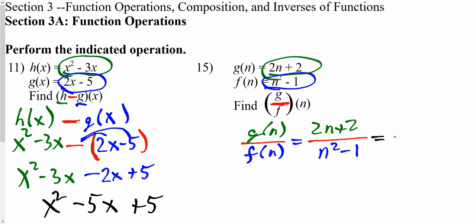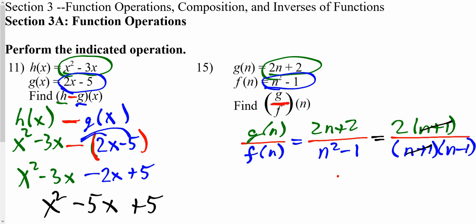Now, when you look at the top, you can pull out a 2. And the bottom happens to be a difference of squares. You will notice you have an n plus 1 on top and an n plus 1 on the bottom. Then you can just go ahead and write what's left. We're left with a 2 on top, and we're left with an n minus 1 on the bottom, and that would be it.